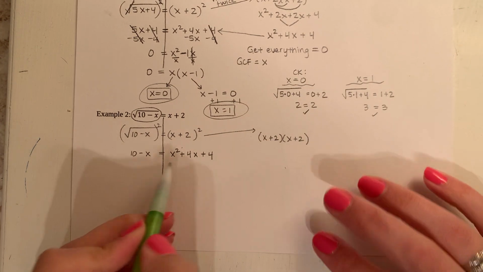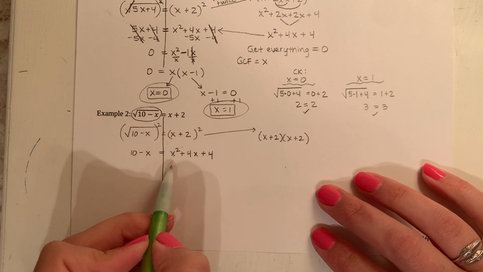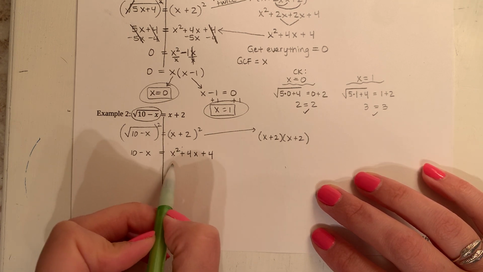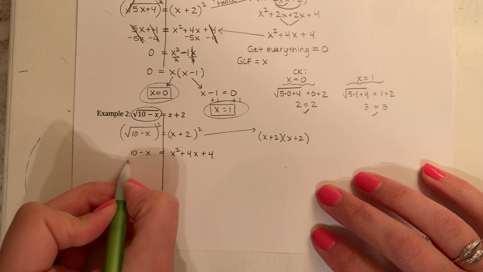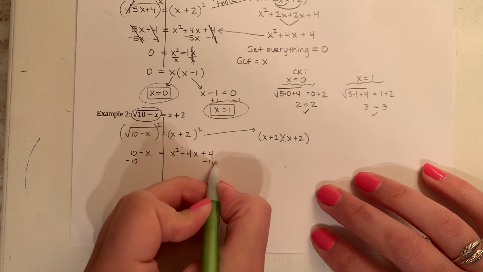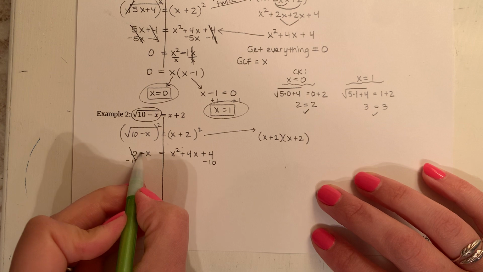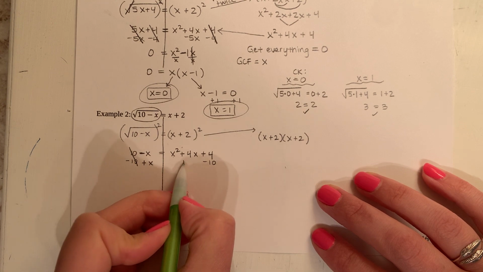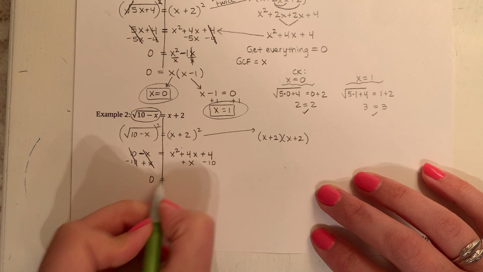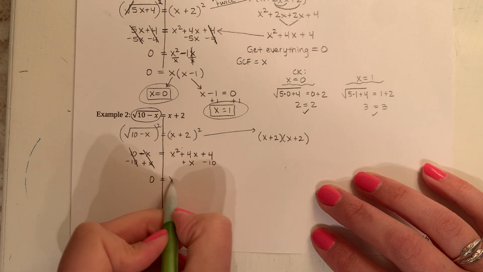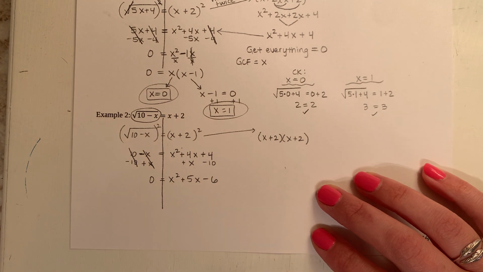Okay, same concept though. We have an x squared here, and I need to get 0 on one side. So I like the fact that the x squared is on the right-hand side, so I'm going to move the 10 and the negative x over. I'll go ahead and subtract the 10 from the 4. That cancels. Now because this is a negative x, I'm going to add x to both sides. So do plus x there, and now the x's cancel. So I have 0 equals, on the right-hand side, x squared plus 5x minus 6.